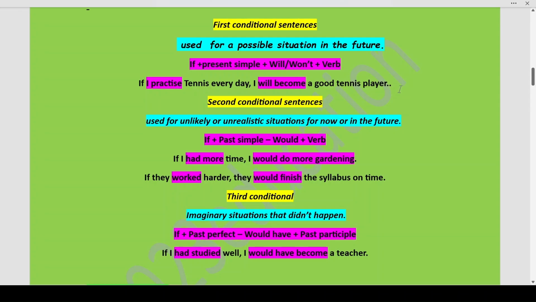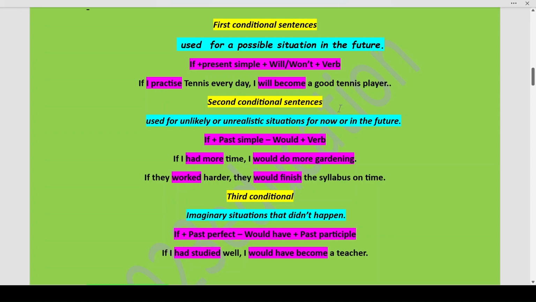First thing is, you have identified that there are two clauses: if I practice tennis every day, and I will become a good tennis player. One is the dependent clause and the other is the independent clause. Now when I join the dependent clause to the independent clause, the whole sentence is meaningful. So in the first conditional, it is a possible situation in the future, depending on if I practice tennis every day. Practice is in simple present tense. And in the second clause, I will become a good tennis player in the future. So this is the type 1 condition, where will is coming before the verb become.